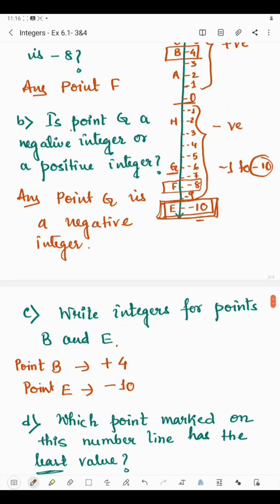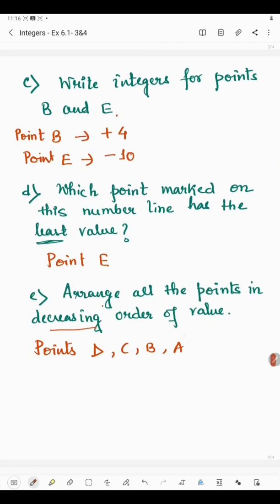After this, coming to negative integers, so H, G, F, E. E is at the end. Why? Because E has the least value, which is minus 10, right? So this way we will have to do number 4. Okay, so I hope this is clear to you all. Thank you, students.